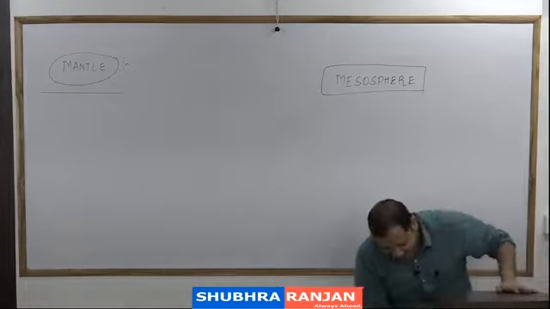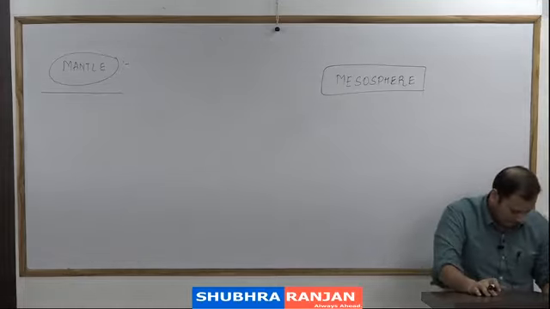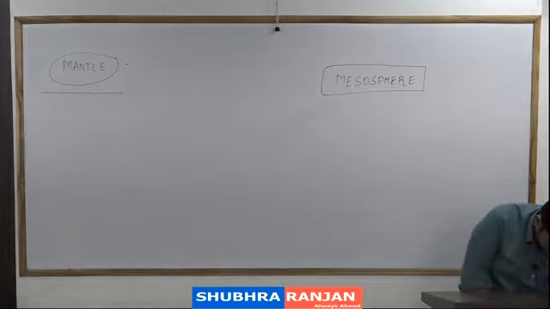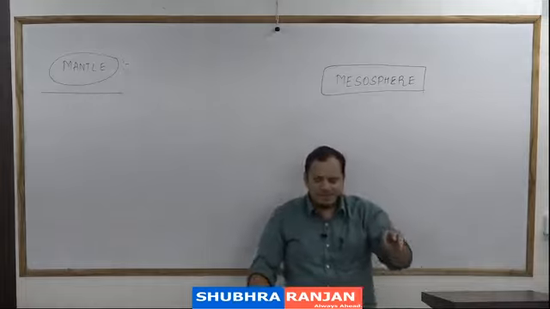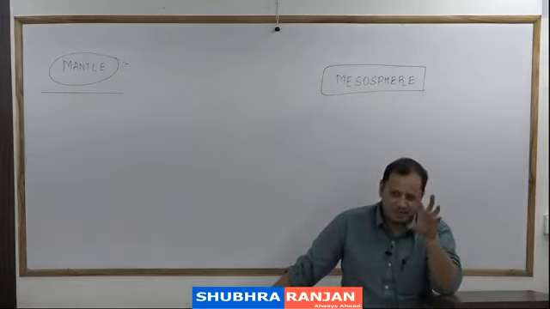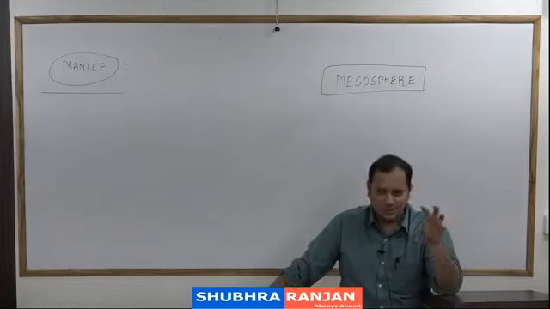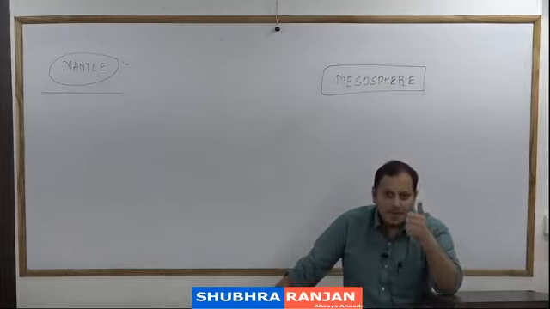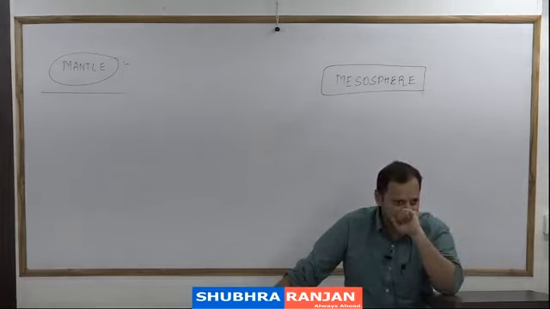So the next is the mantle. What is this mantle? The mantle starts from somewhere around 70 kilometers. If we look at the maximum thickness, it goes to somewhere around 2,900 kilometers, and from 2,900 kilometers to 6,371 kilometers we will find the core. But ahead we will see that the mantle consists of the maximum volume of the entire Earth.